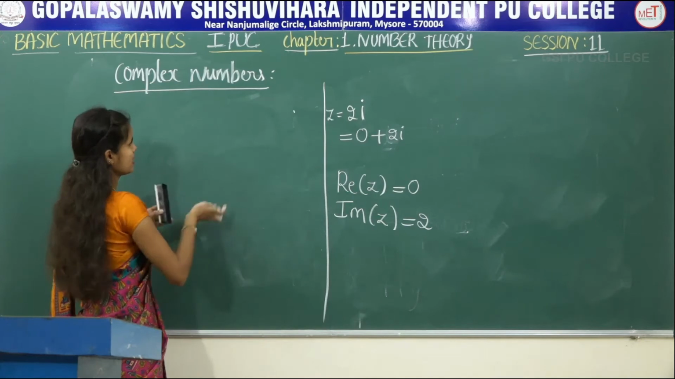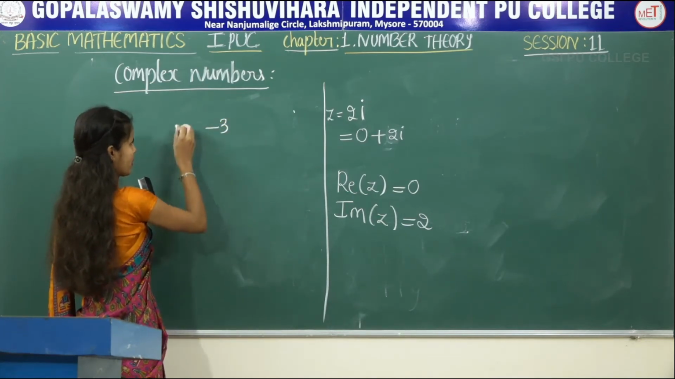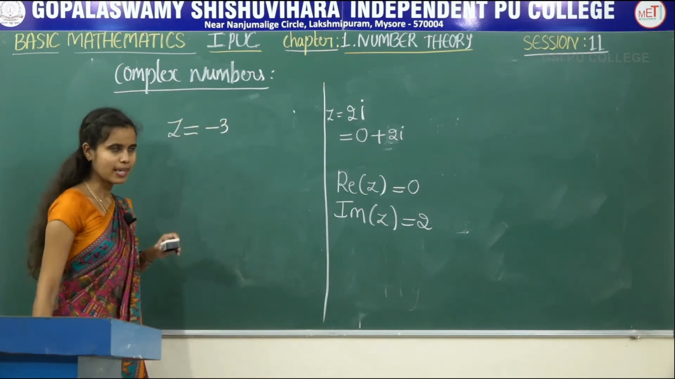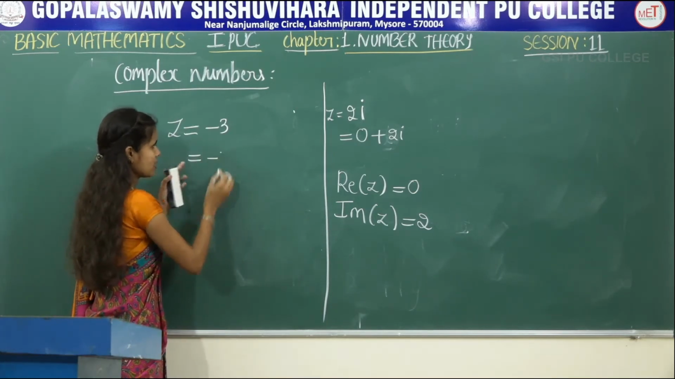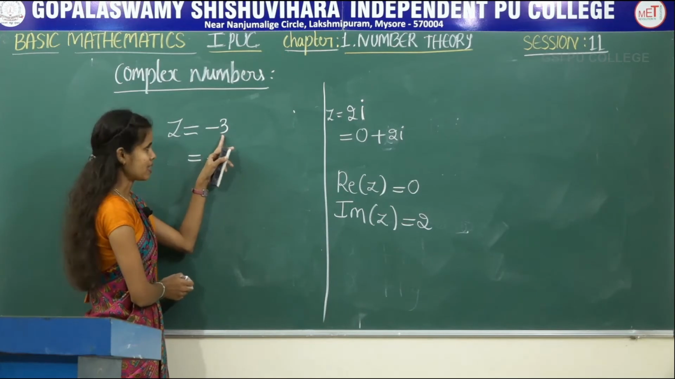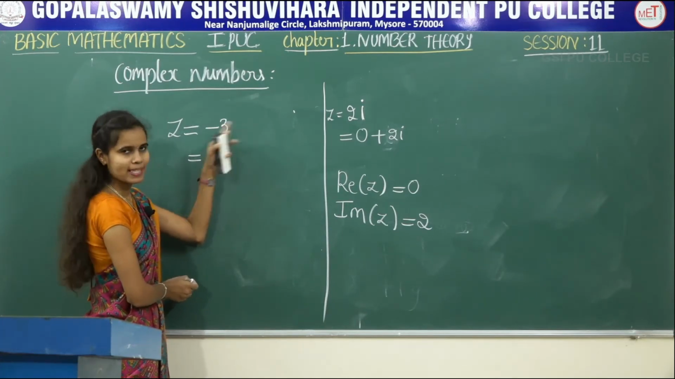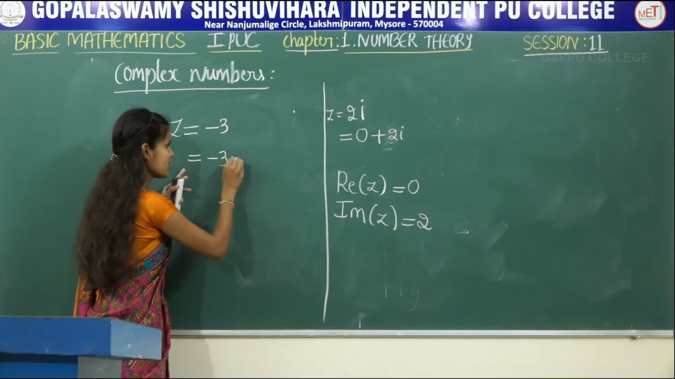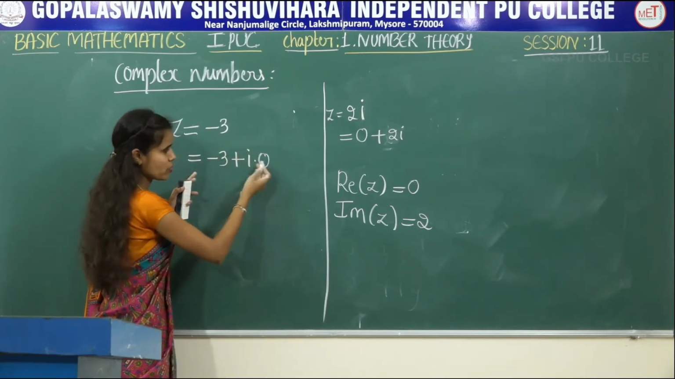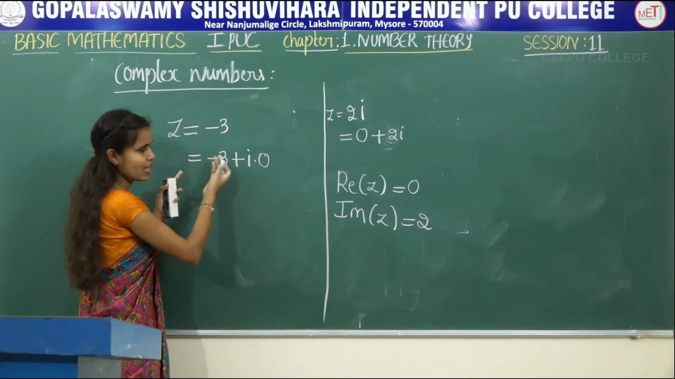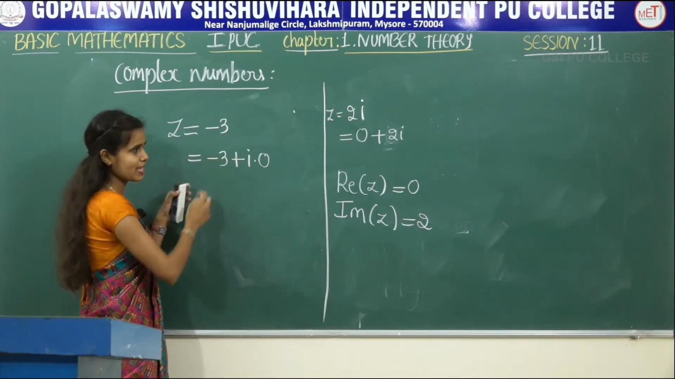Suppose we consider -3, first denoted by z. Here observe, this can be written as purely real part -3, and the imaginary part is 0. So this can be written as -3 plus i into 0. i into 0 is 0, and 0 plus -3 is -3. Therefore, here the imaginary part is 0.